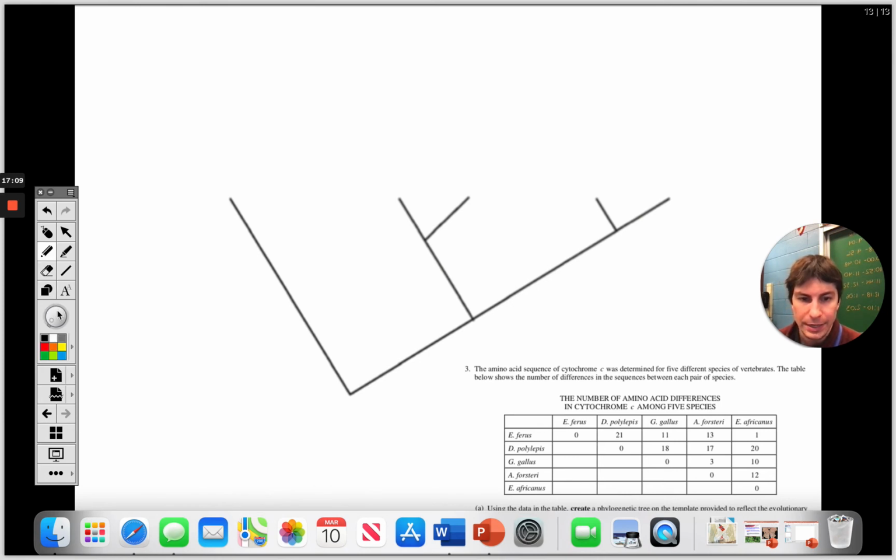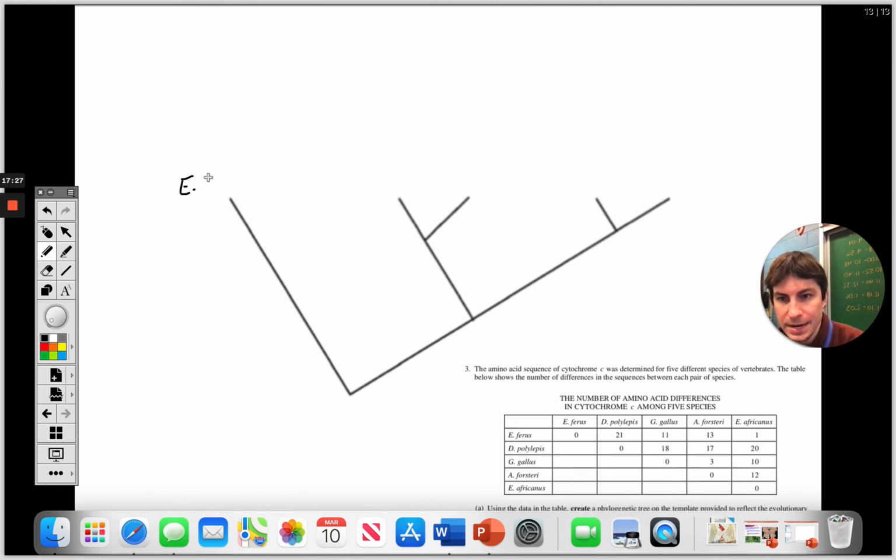And the next question is, okay, we got E. ferus and E. polylepis here. One's going to go on one side, and one's going to go on the other side of our cladogram. How do we determine which one? Well, I'm just going to randomly do it here.